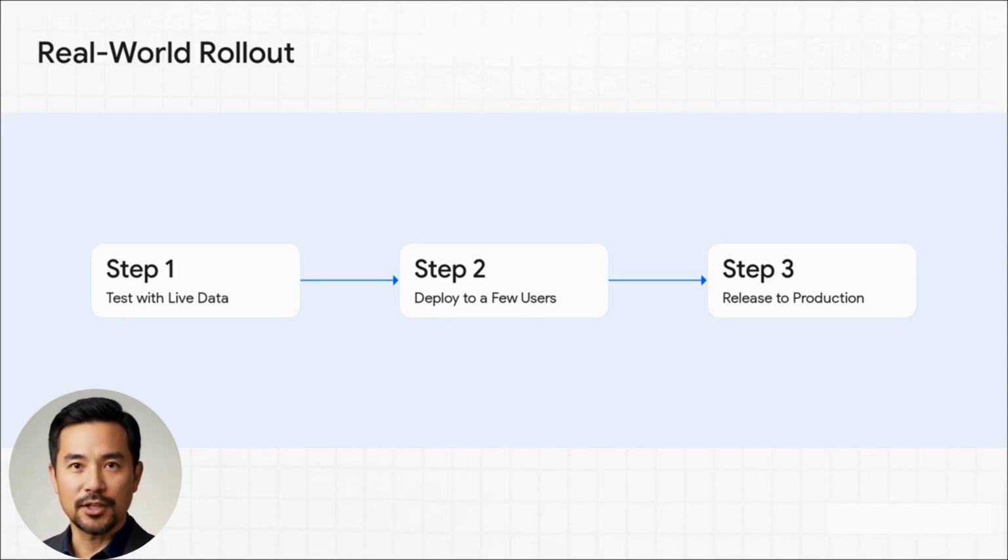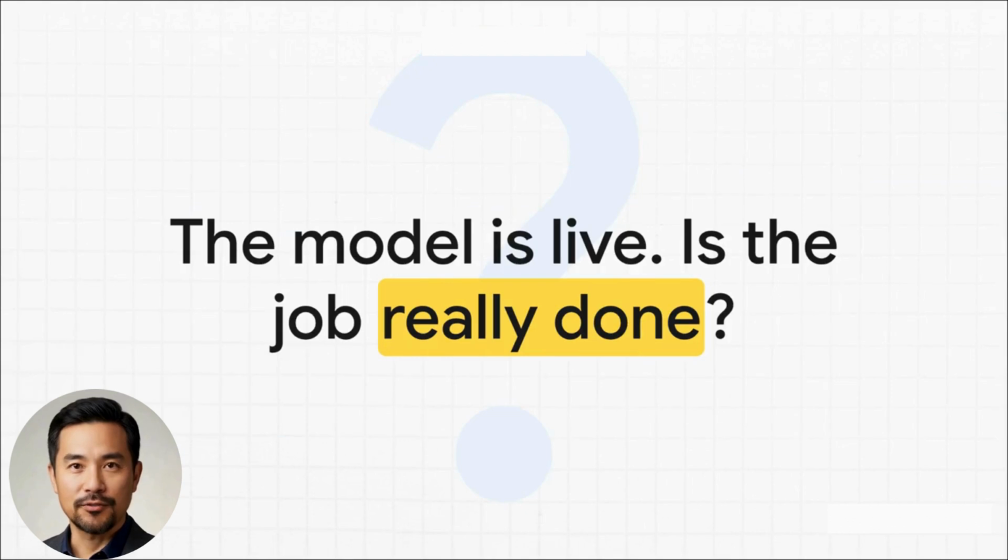First, we might test it with some live streaming data to see how it handles the real-time flow. Then, maybe we deploy it to just a small, select group of users, a little beta test. And only when we are absolutely confident that everything is working perfectly, then we release it into full production for the whole world to use. And there you have it. The model is live, it's out in the world, doing its thing, making predictions.